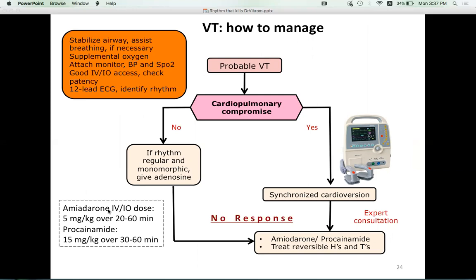Amiodarone is given at a dose of 5 milligram per kg over 20 to 60 minutes, while procainamide is given at a dose of 15 milligram per kilogram over 30 to 60 minutes. If there is no cardiopulmonary compromise and if the rhythms are regular and monomorphic, then you can try adenosine also.